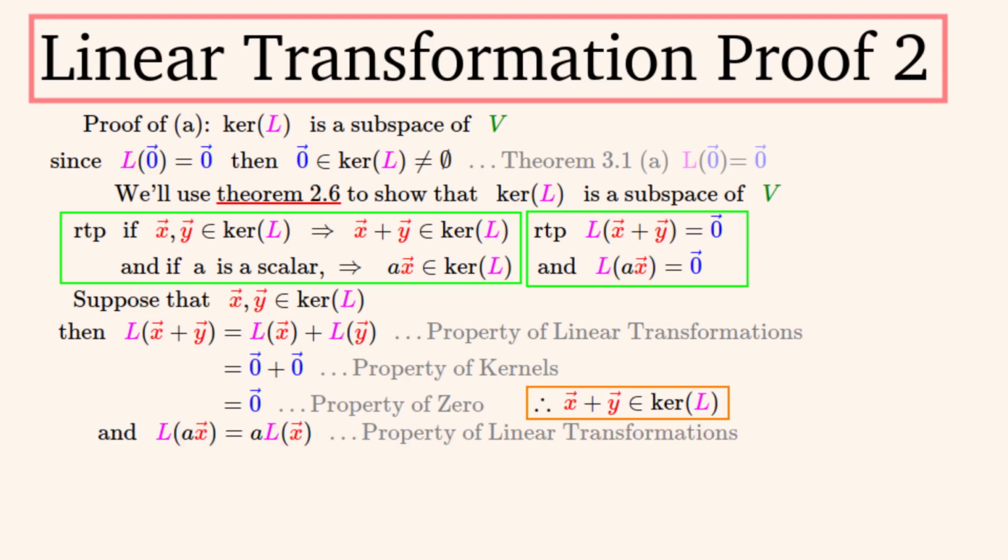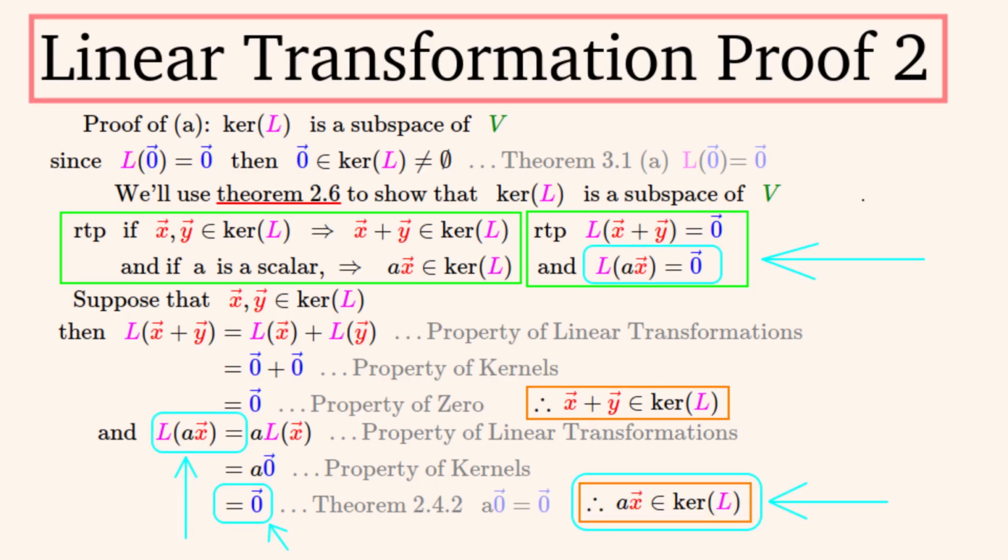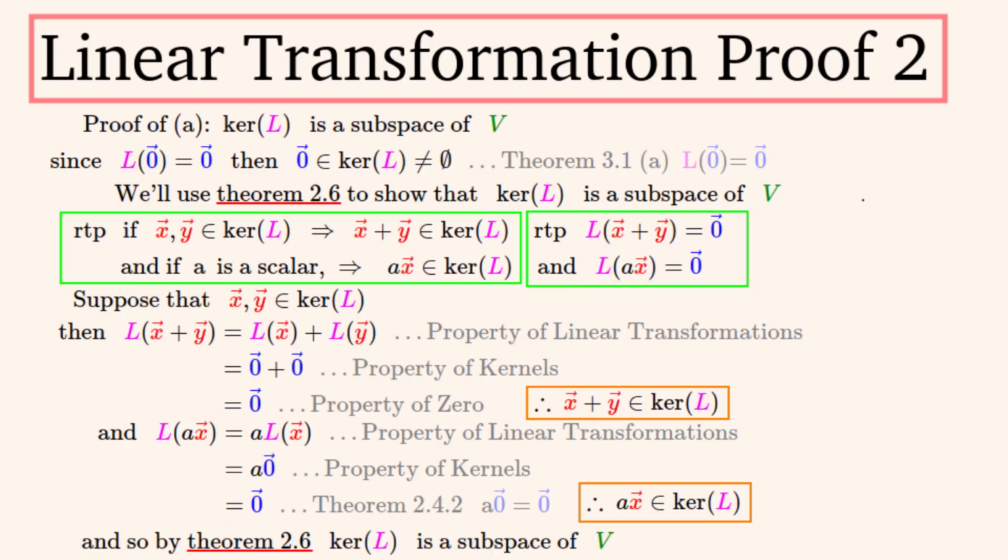And now we have to apply L to a vector in the kernel multiplied by a scalar. And we can easily take the scalar outside the function like this, which gives us a scalar times the zero vector using the property of kernels. And we can use a past theorem to give us the zero vector as an answer. And so we've done it. A scalar times a vector in the kernel is also in the kernel. So after combining these two results together, we can say that the kernel of a linear transformation L is a subspace of the domain V.